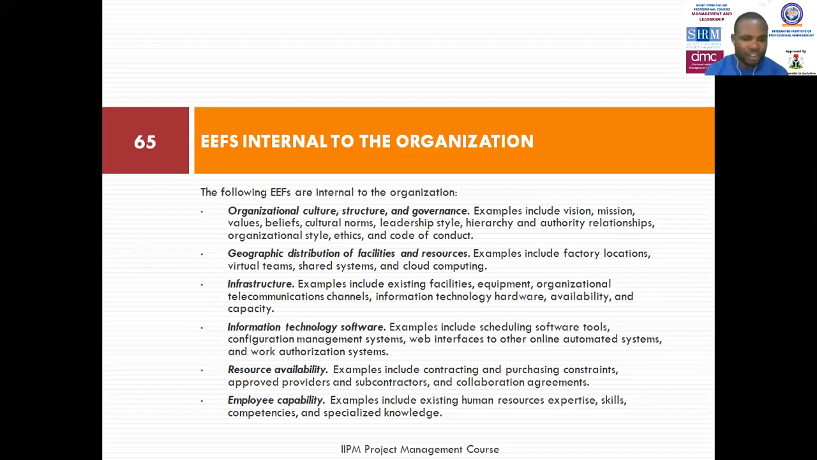And they will have infrastructure. Examples include existing facilities, equipment, organizational telecommunications channel, information technology, hardware availability, and capacity. Then we'll have information technology software, which examples may include scheduling software tools, configuration management systems, web interfaces to other online automated systems, and work authorization systems. Then we'll have resource availability too, which may include contracting and purchasing constraints, approved providers and subcontractors, and collaboration agreements.